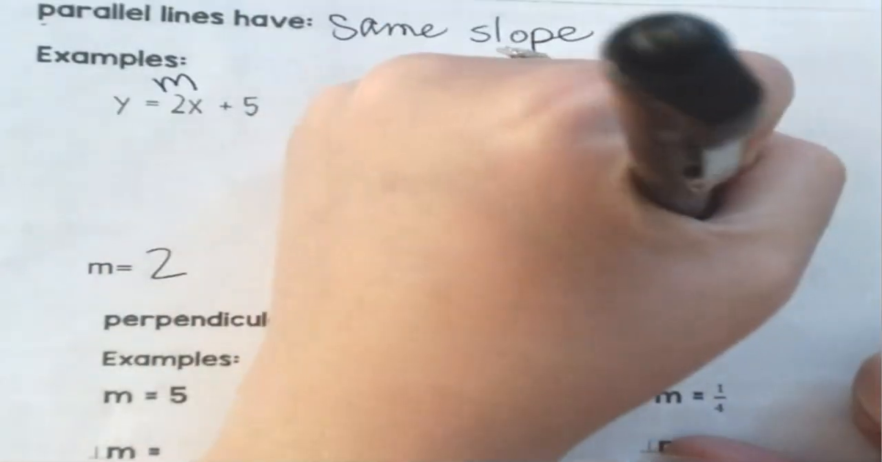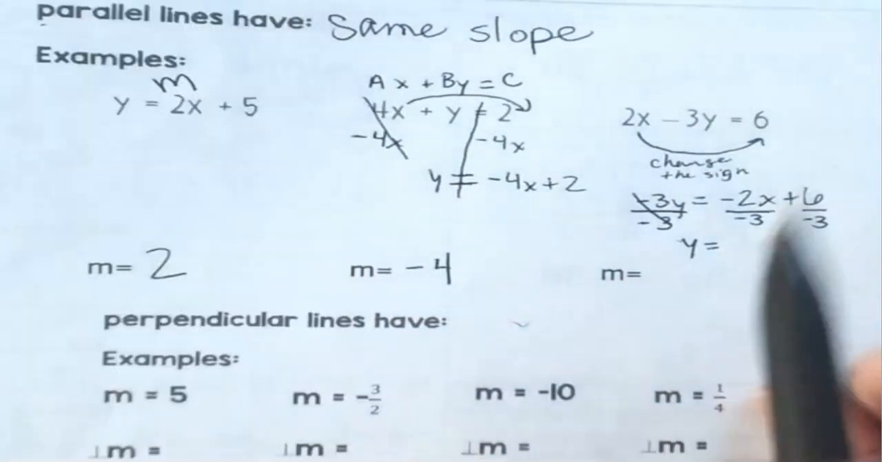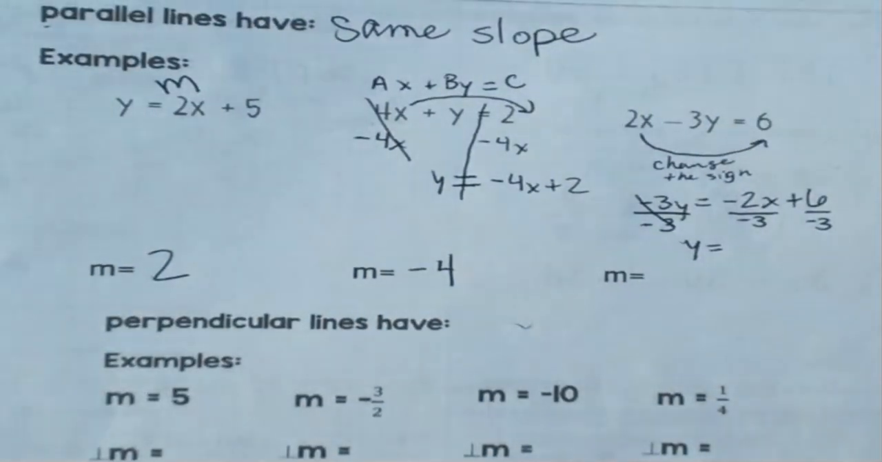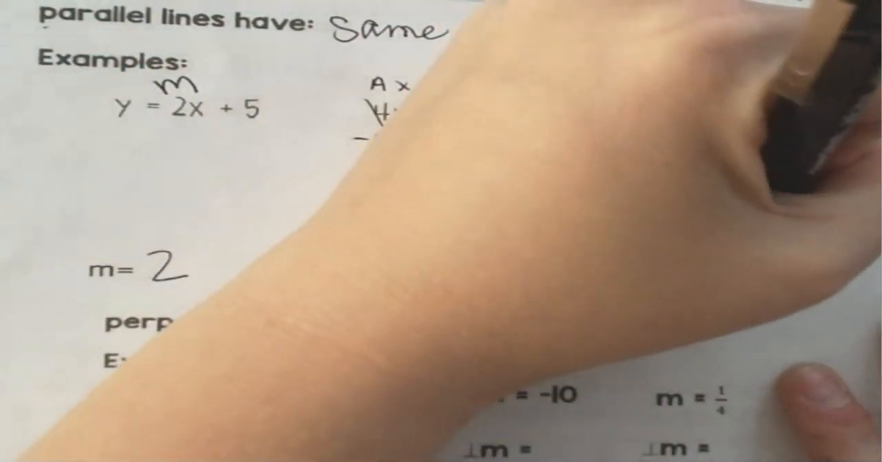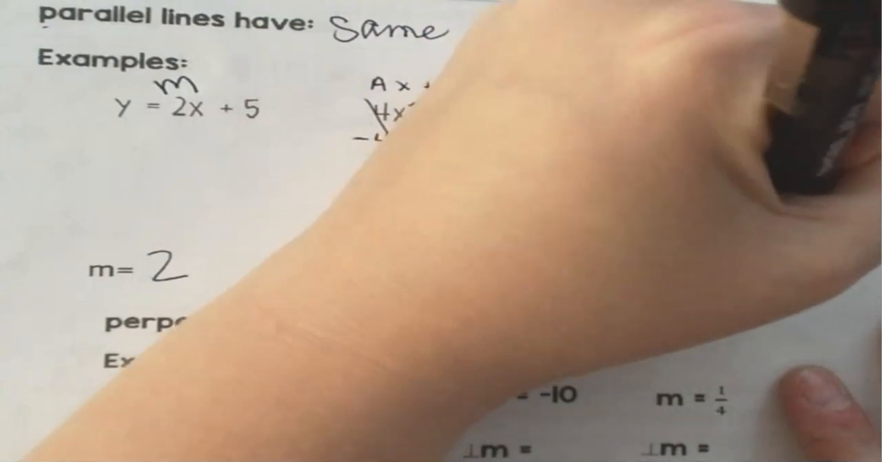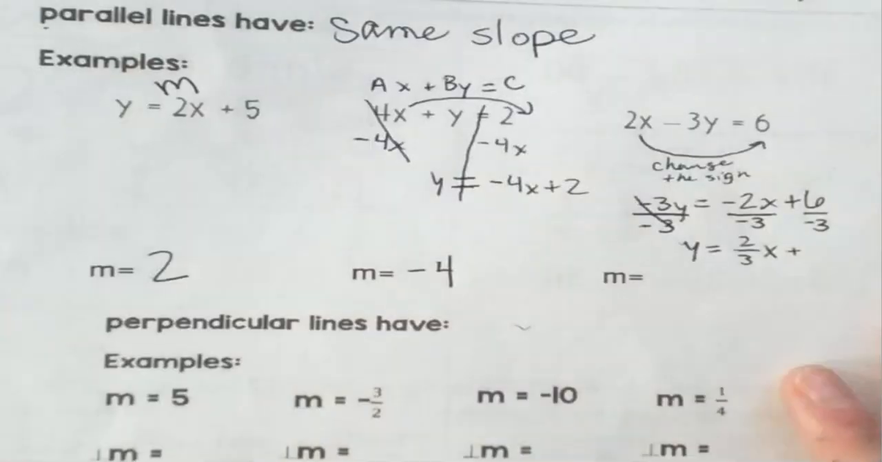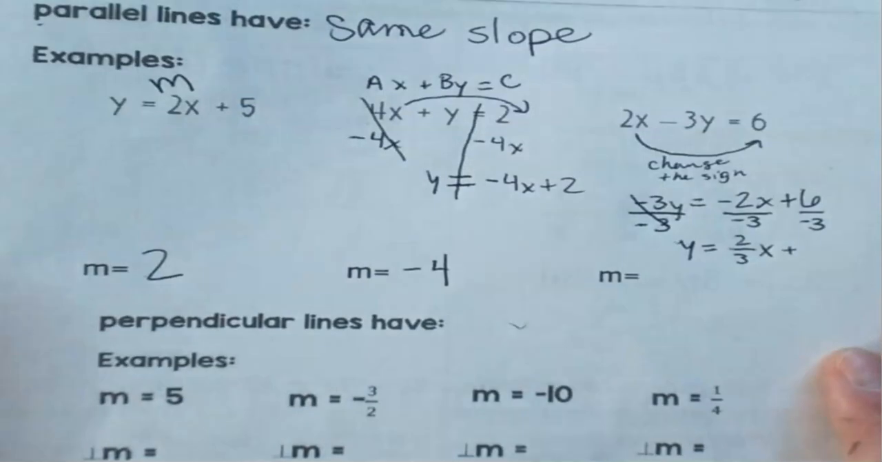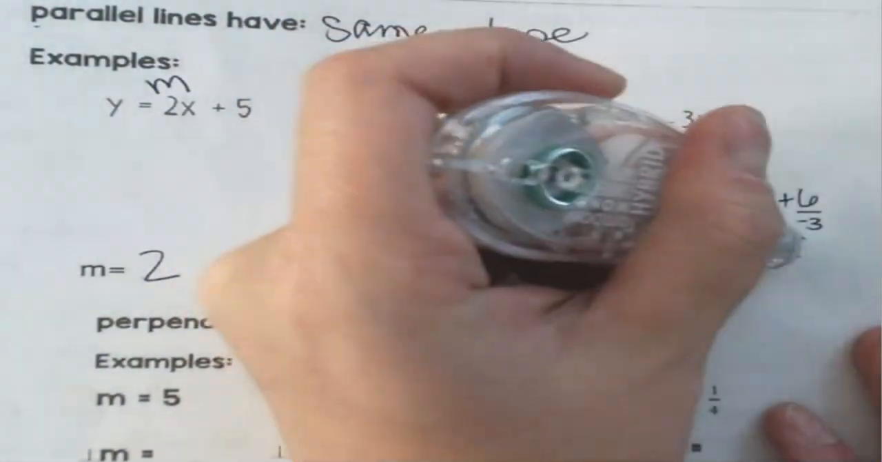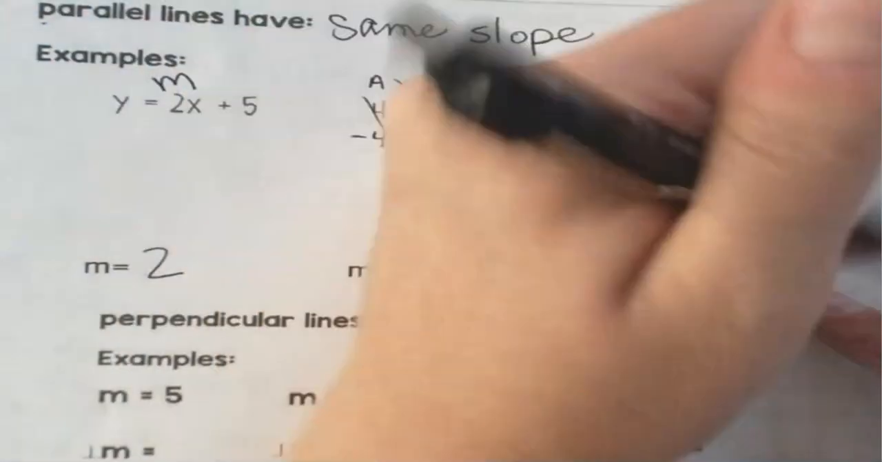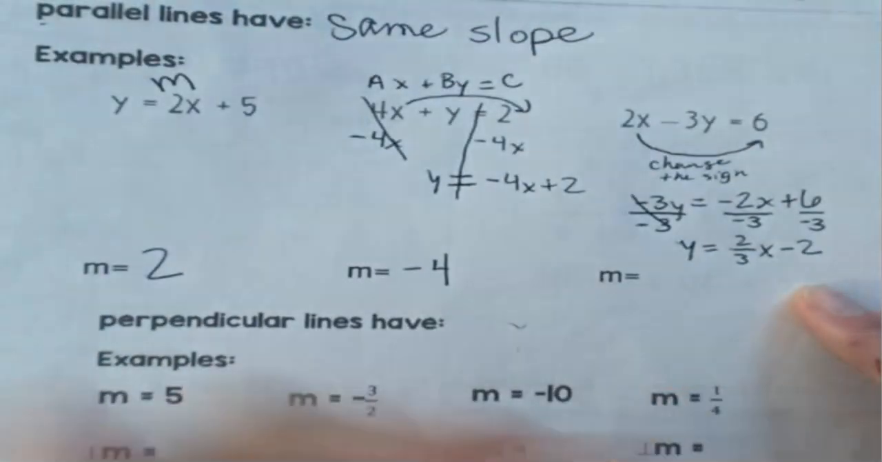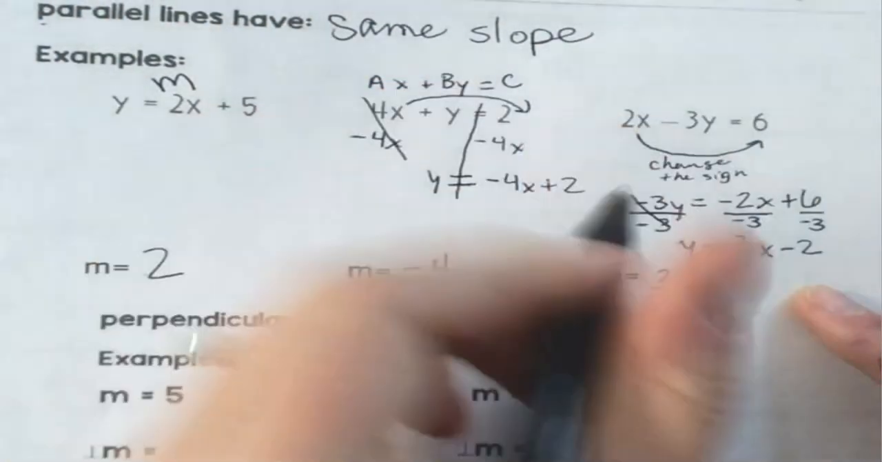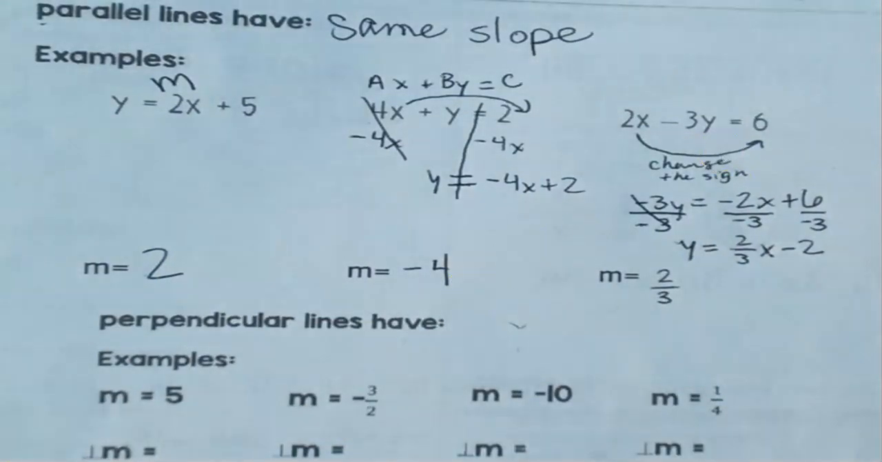So this cancels. It becomes y equals, all right, we've got negative 2 over negative 3x. And just remember, if you have two negative signs, what happens to them? Yeah, it cancels out. Perfect. They become positive. So 2/3 x, and then 6 divided by negative 3 is a negative 2. I shouldn't have put a plus sign there. I should just say minus 2. All right, so my slope for this is 2/3.